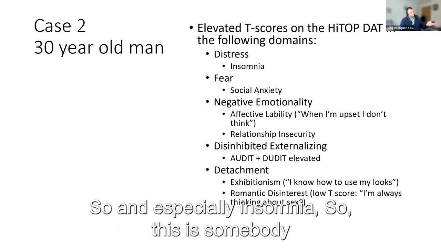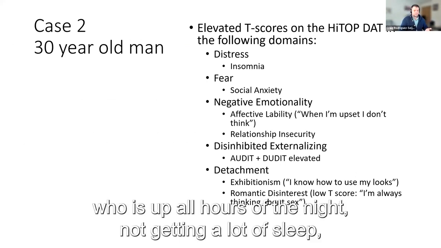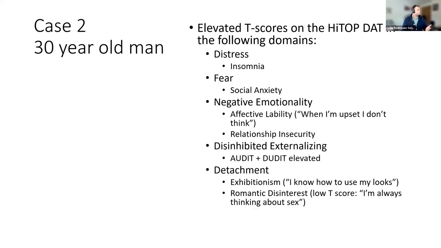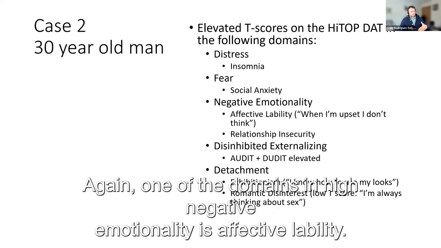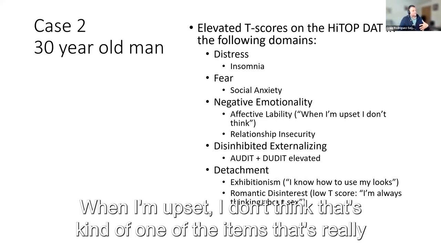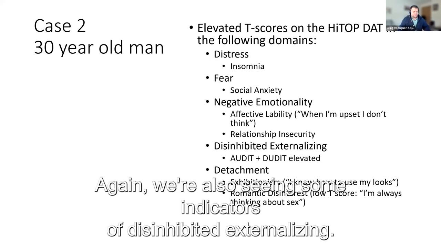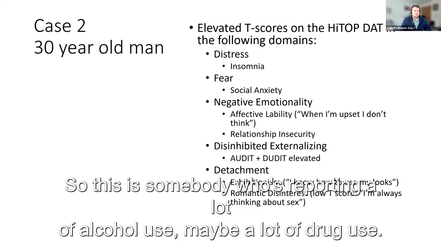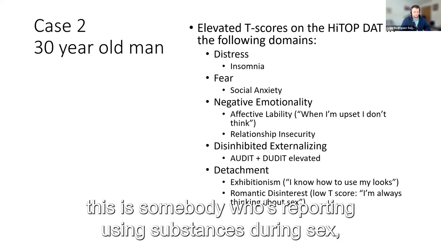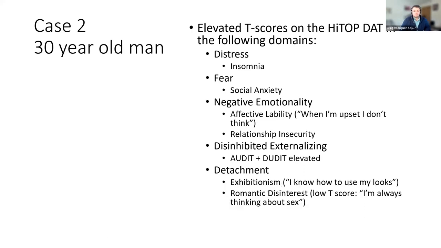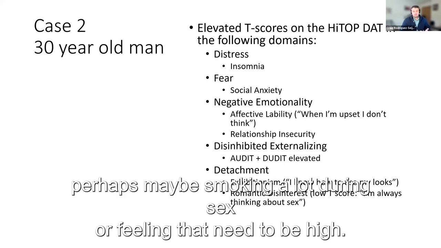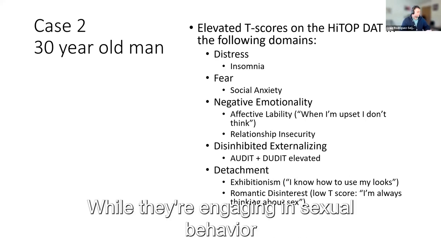We're high in distress, and especially insomnia. So this is somebody who is up all hours of the night, not getting a lot of sleep. In fear, we're seeing social anxiety, again one of the domains that's high. Negative emotionality, affective lability: "When I'm upset, I don't think" is one of the items that's really endorsed a lot. Relationship insecurity again. We're also seeing some indicators of disinhibited externalizing. So this is somebody who's reporting a lot of alcohol use, maybe a lot of drug use. Let's say, as an example, this is somebody who's reporting using substances during sex, perhaps smoking a lot during sex, or feeling they need to be high while they're engaging in sexual behavior.